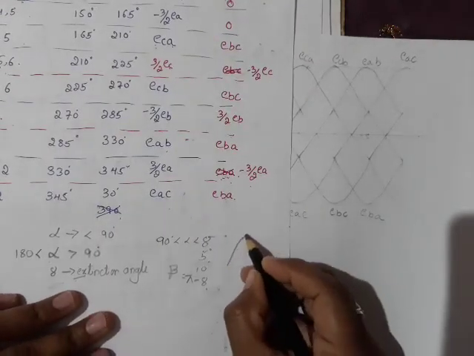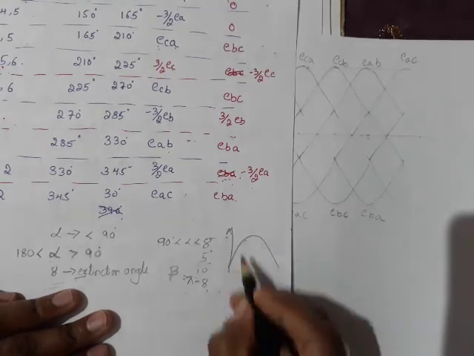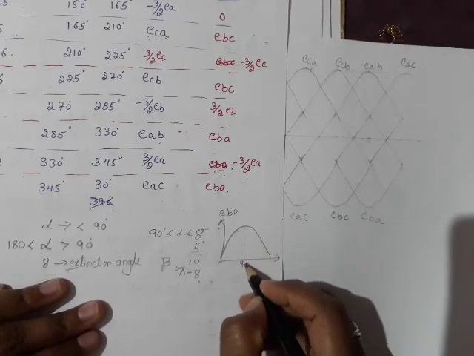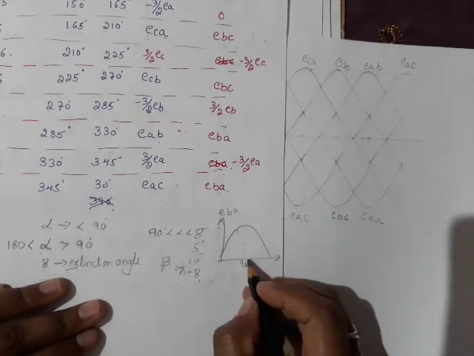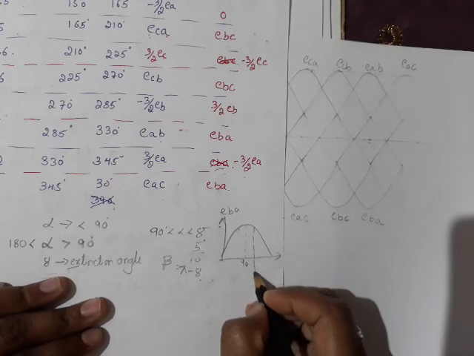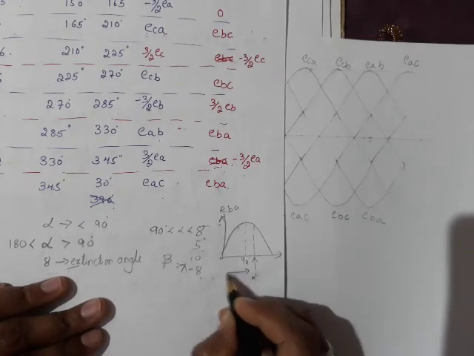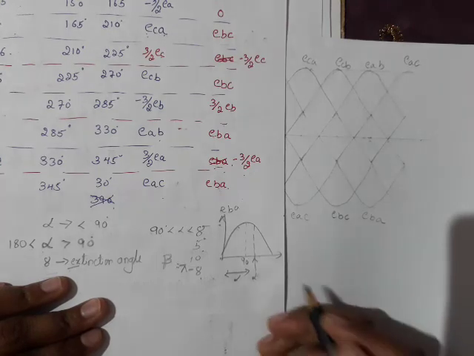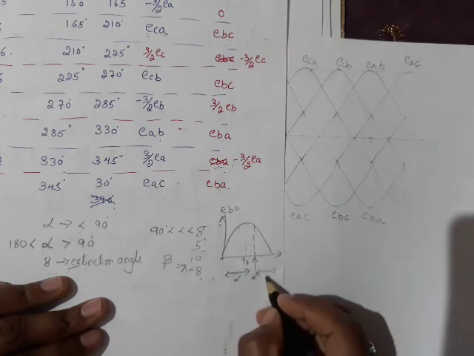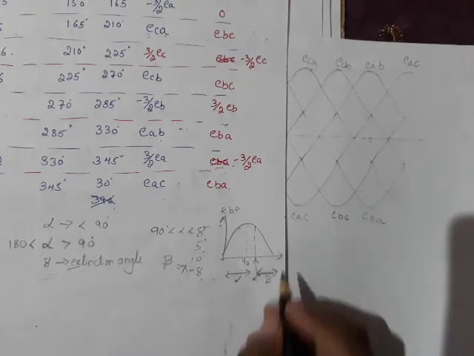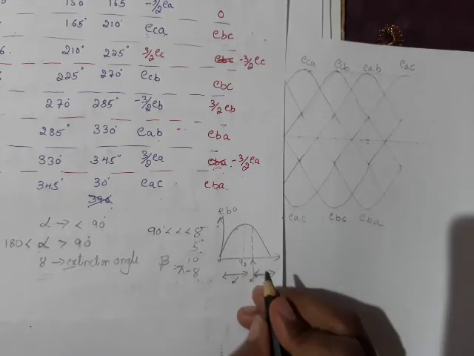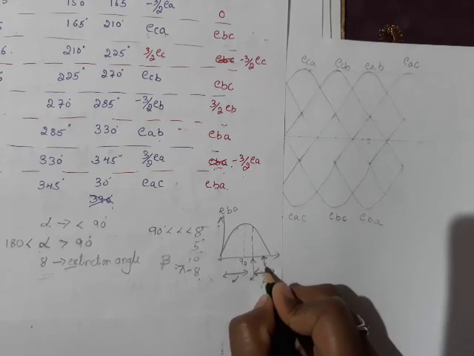For example, I have already explained this. If you have the EBA voltage here, this is 90 degree, right? If you trigger before 90 degree, it acts as a rectifier circuit. If you trigger after 90 degree, it is an inverter circuit. If I consider this as alpha, the total angle from 0 to here is alpha. The remaining part, from 180 back to this point, is beta. This duration is beta. Since we are triggering for inverter, we call beta the firing angle.